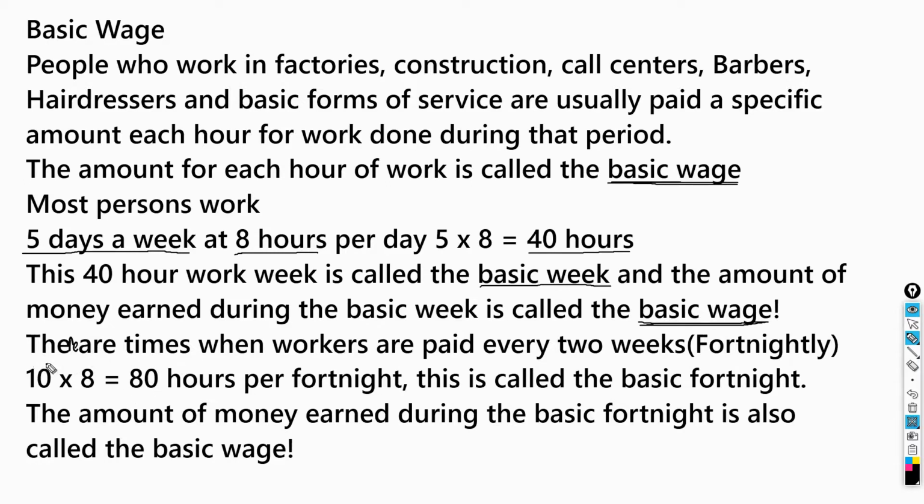All right, and this says there are times when workers are paid every 2 weeks, right? And every 2 weeks is considered fortnightly. And 10, which is the 5 days you work, times 8 would be 80 hours per fortnight. And this is called the basic fortnight. The amount of money earned during the basic fortnight is also called the basic wage.